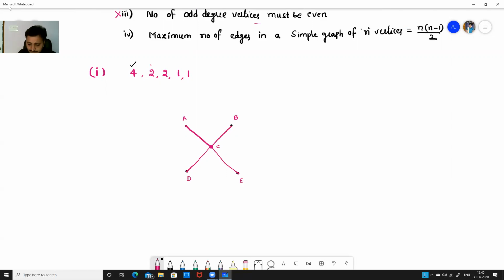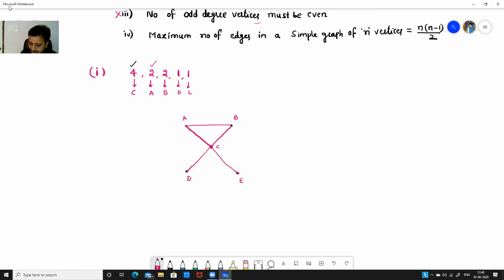Next, there is a vertex of degree 2, but none of the vertices has degree 2, right? Suppose I make A degree 2. What is the vertex? That is C. Now I can say A is having 2, and B is also having 2. The remaining 2 are having degree 1.